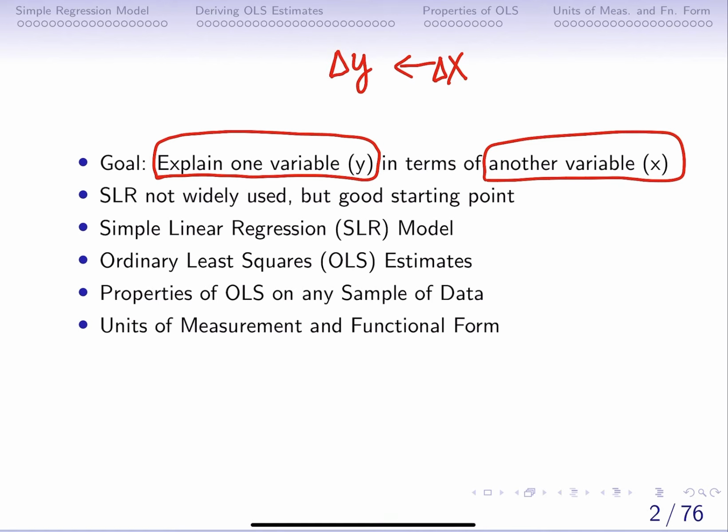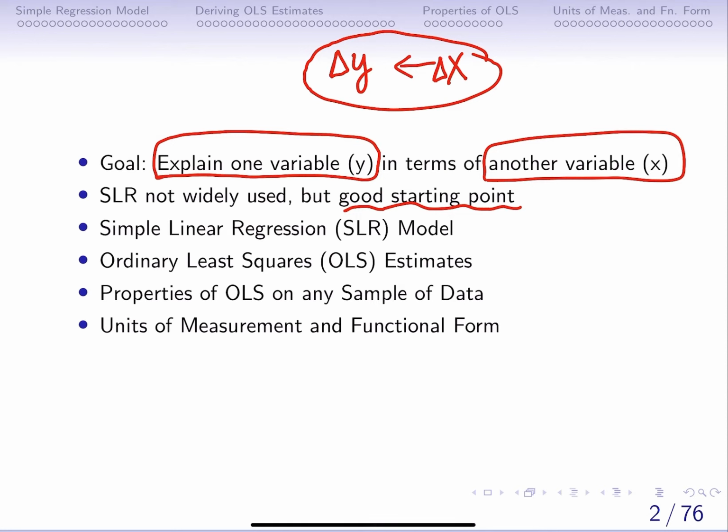And we really want to estimate what that relationship is. What is the effect of changing x on changes in y? Now, you might think this is really simplistic because we're only talking about two variables here. But even though this type of concept is not widely used in many applied exercises, we will have one dependent variable and many explanatory variables. However, this is a good starting point for us.